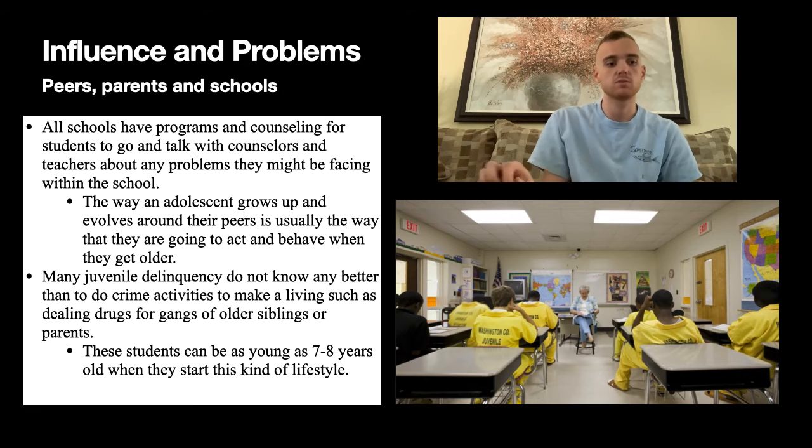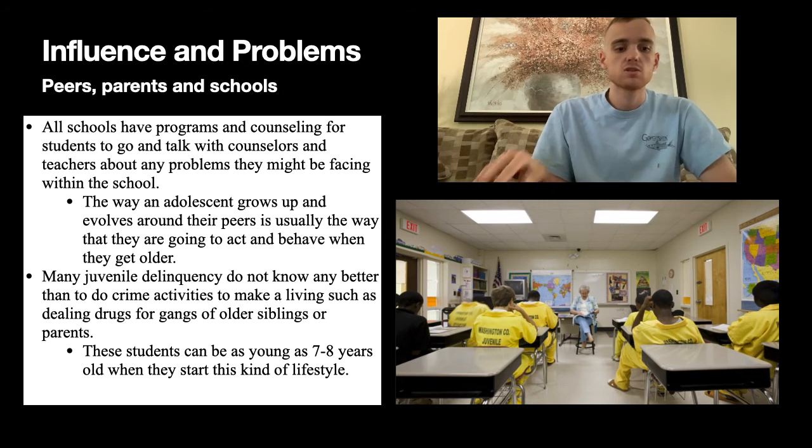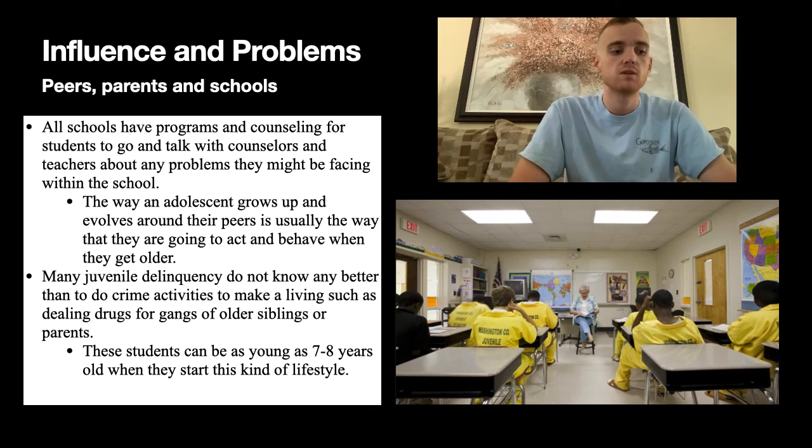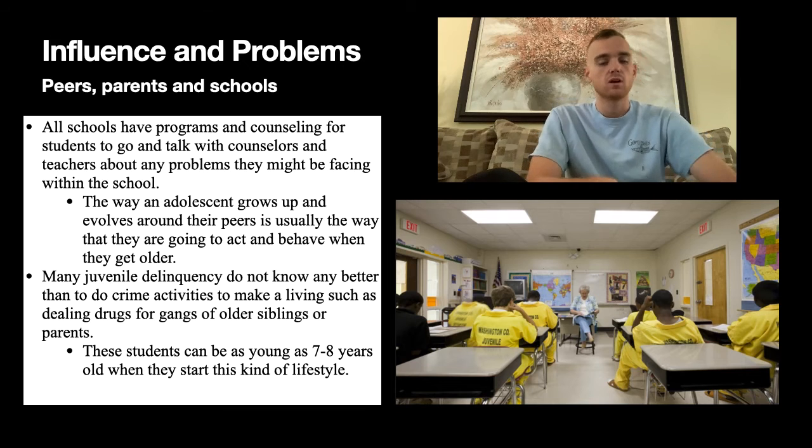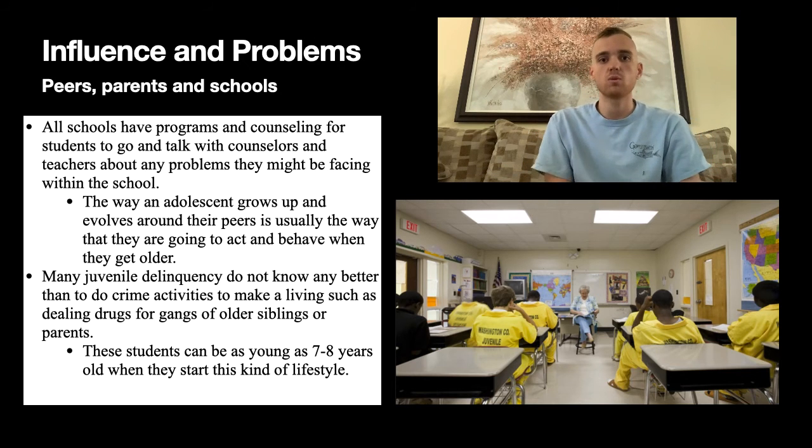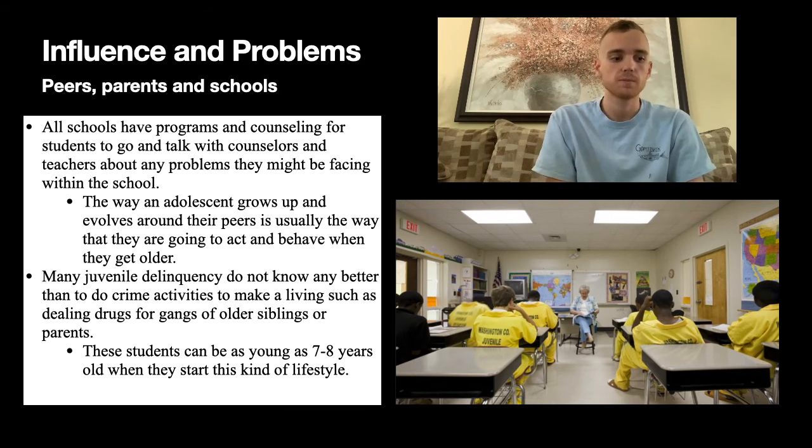According to the textbook, social structural theorists believe that the social and cultural environment in which adolescents grow up, or the subcultural groups to which they belong, can lead to juvenile delinquency. So this is how they grow up and the way that they evolve around their peers.